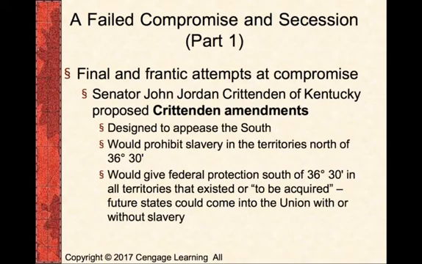The final and frantic attempts at compromise came when Senator John Crittenden of Kentucky proposed the Crittenden Amendments to the Congress. They were designed to appease the South. They would prohibit slavery in the territories north of 36°30', so that would be the old Missouri Compromise line, and would give federal protection south of 36°30' in all territories that existed or, quote, to be acquired, future states that would come into the Union with or without slavery.